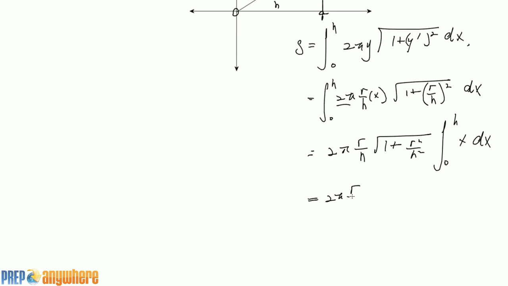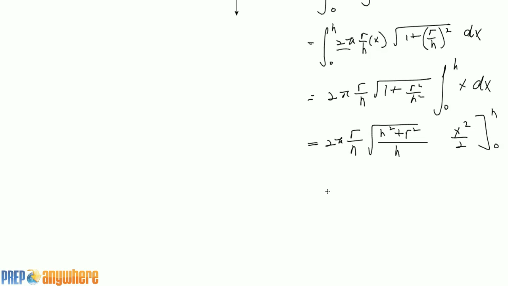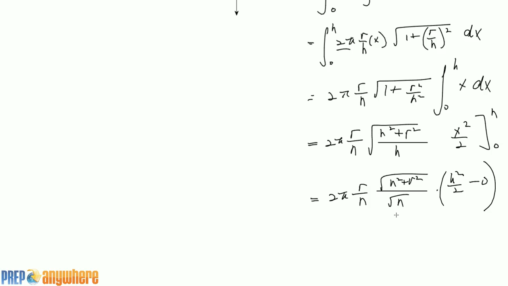So 2 pi r over h times the square root of h squared plus r squared, and the integral is going to be x squared over 2. Plug in h and then 0. So we have 2 pi times h squared over 2 minus 0. Oh, sorry, I made a mistake here. It should be h squared.